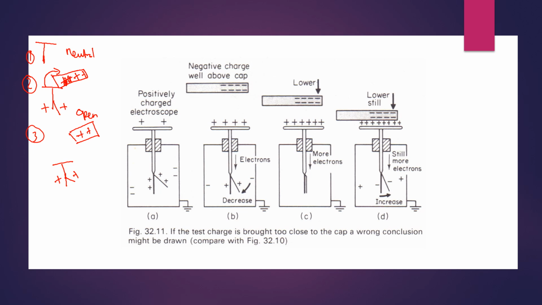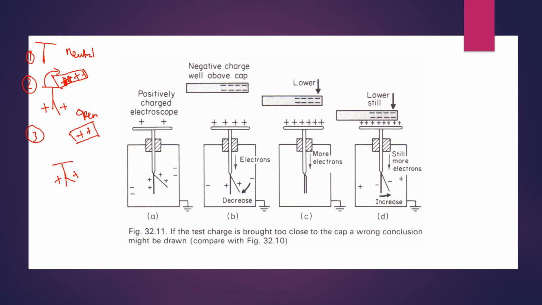How about if we bring the other object to the charged electroscope? Okay, see picture B, right? The electroscope is initially charged. Initially it is positively charged, right? Then we bring the negatively charged object above the cap.